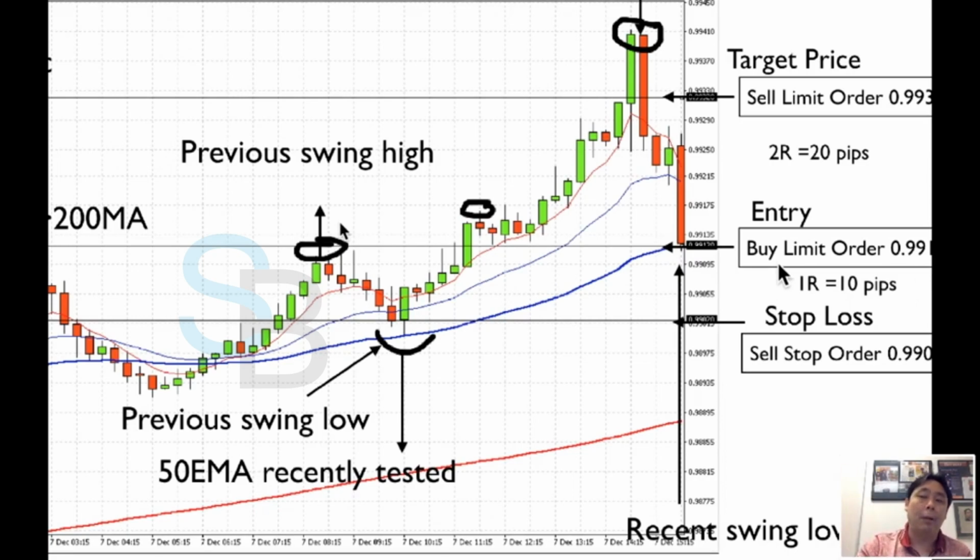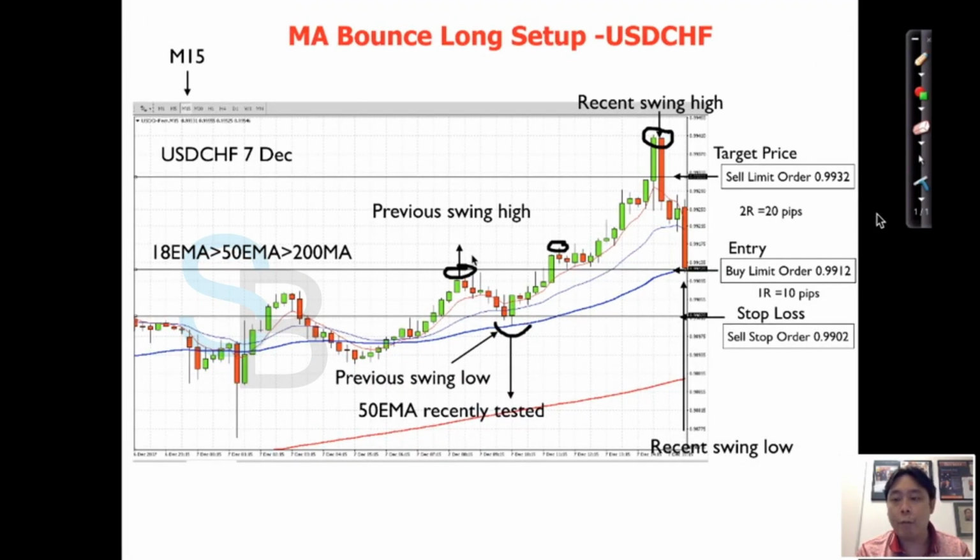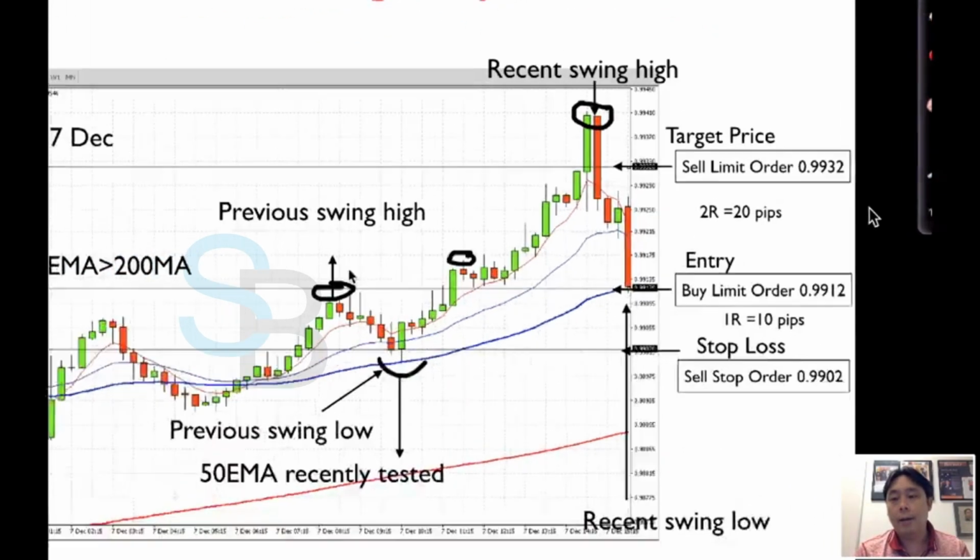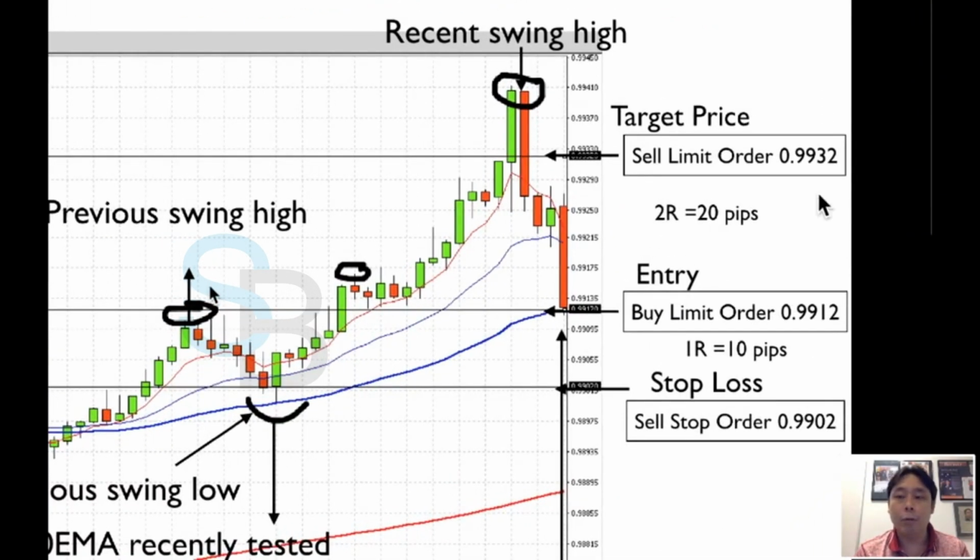Profit target would be double my risk. So 1 hour is 10 pips, 2 hour would be 20 pips. So my entry price, 20 pips above my entry price, which would be 9912 plus 20 is 9932. So that's my profit target over there. My entry is over there. My stop loss is over there.